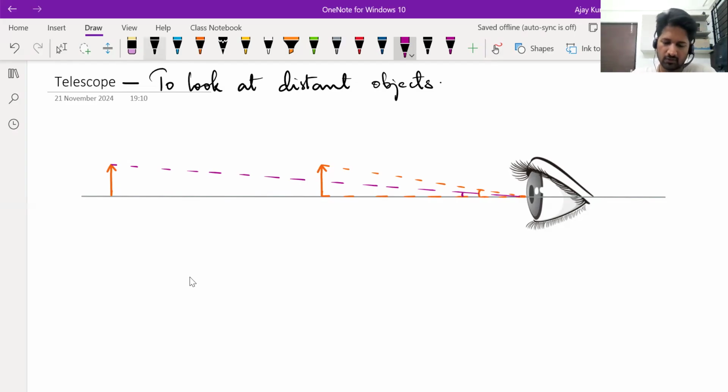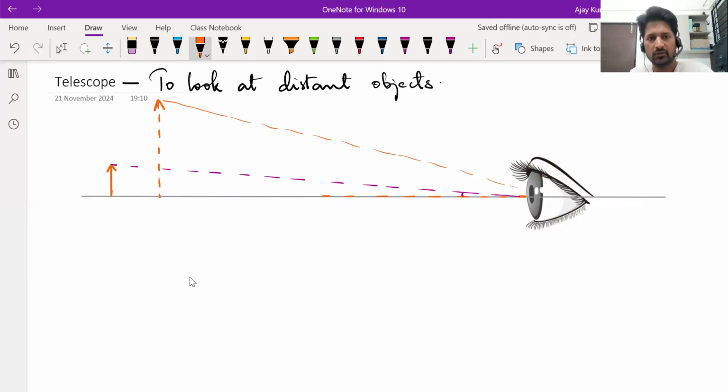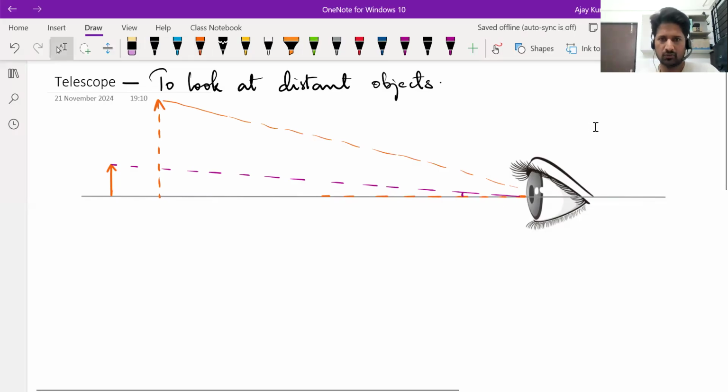Okay. So basically, for this far away object, which subtends a very small angle on our eye when seen directly, we want to form an image, for example, let's say this is the image formed by the object. We would like to form an image which subtends a bigger angle on our eye. That is what we aim to do by using a telescope. We did the same thing in case of microscope also.